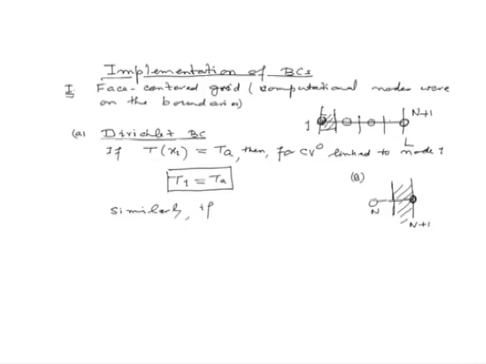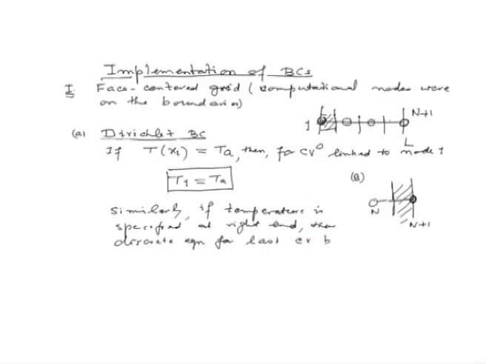Similarly, if temperature is specified at the right end, then the discrete equation for the last CV becomes T n plus 1 is equal to T b. Suppose you have a specified temperature here, T L is equal to T b.